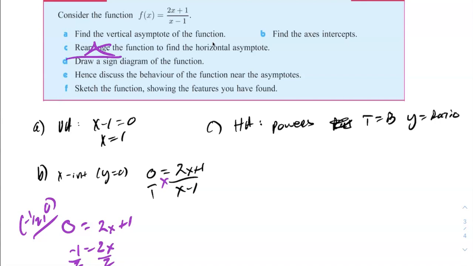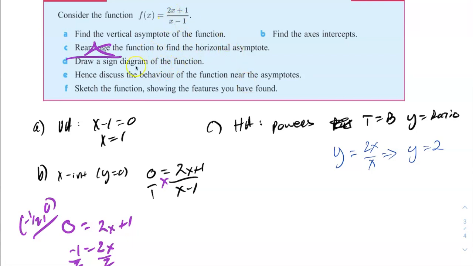So what does that mean? We look at the coefficients of the highest power, 2x and x, and we take the ratio of it. So y equals 2x over x, also known as y equals 2. That's the horizontal asymptote. Super simple. So if they're ever the same, just look at the ratio. So in this case, 2 over 1.